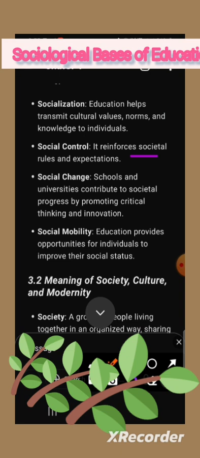So, social change: schools and universities contribute to societal progress by promoting critical thinking and innovation. Social mobility. Education provides opportunities for individuals to improve their social status.